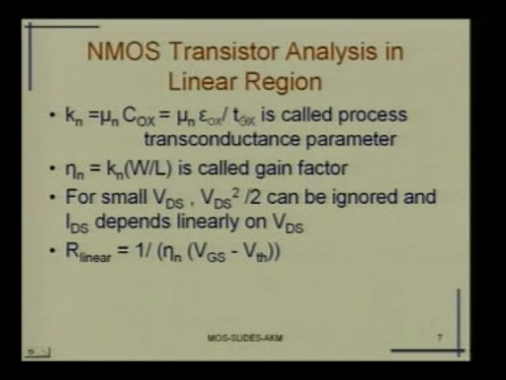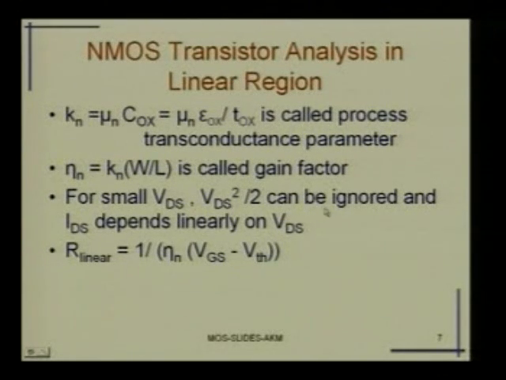This is basically a process parameter. Why a process parameter? Because it will depend on how much thickness you have applied to the gate, that is the gate oxide thickness, what type of oxide, that is the permittivity of the oxide, and the mobility of the electron. So, these depend on the process conductance parameter, and this factor W by L, which will come repeatedly, is called the gain factor.